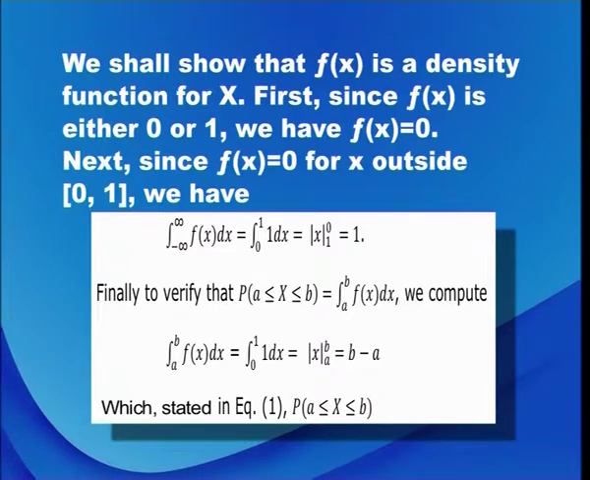Finally, to verify that the probability of a ≤ x ≤ b is equal to the integral from a to b of f(x) dx, we compute the integral from a to b of f(x) dx, which equals the integral of 1 dx, which will be equal to x evaluated from a to b, which will be equal to b − a, which as stated in equation 1, is the probability of a ≤ x ≤ b.